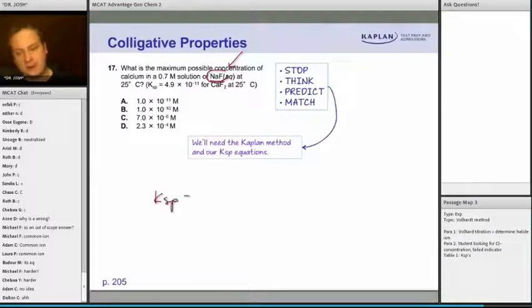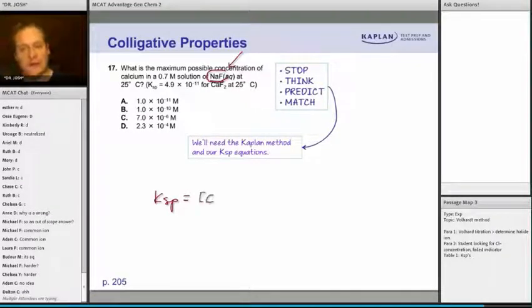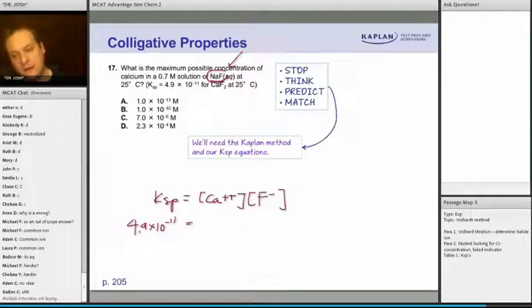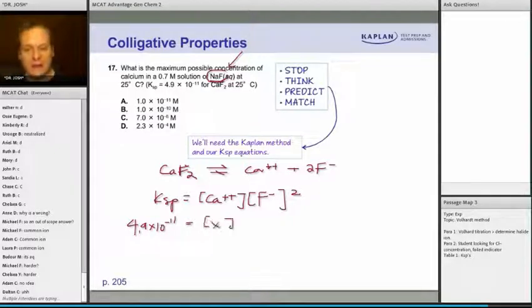We set up our KSP. Notice here, our KSP is just going to equal, and we're looking at calcium fluoride, so we get calcium and we get fluoride, right? And when we do that, we know that the KSP is going to be 4.9 times 10 to the negative 11. Well, when we take our calcium fluoride and build our equation, we're going to end up with calcium aqueous and 2 fluorine. So we know to square it. When we plug in our x's, we know we're going to get x for calcium and 2x for fluorine.